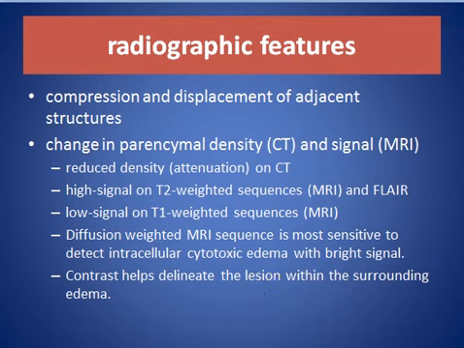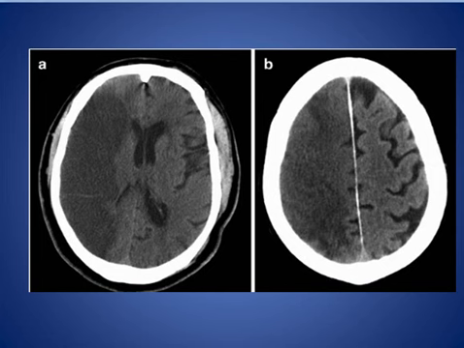Let us see some examples. Here, a patient with middle cerebral artery infarction, and there is loss of the gray-white matter junction. It is cytotoxic edema causing mass effect on the right lateral ventricle. In another patient, there is loss of cortical sulci as compared to the left side due to edema.